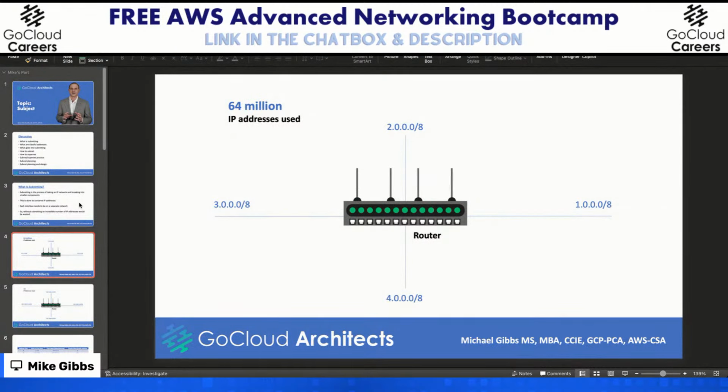Okay, so here's a situation where we're going to take 4 different Class A networks: the 1.0.0.0/8, the 2.0.0.0/8, the 3.0.0.0/8, and the 4.0.0.0/8. Now remember what I said, every interface needs to be on a separate subnet. So if we took these 4 IP subnets, which happen to be Class A addresses, we'd be using 64 million addresses on a router. I have to tell you, we can't put 64 million addresses on the router, and here's the reason why.